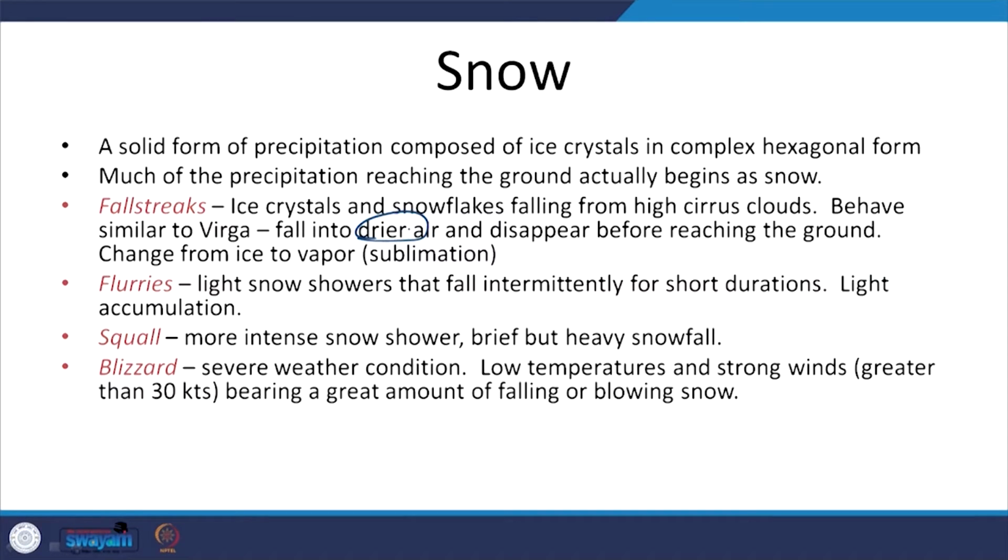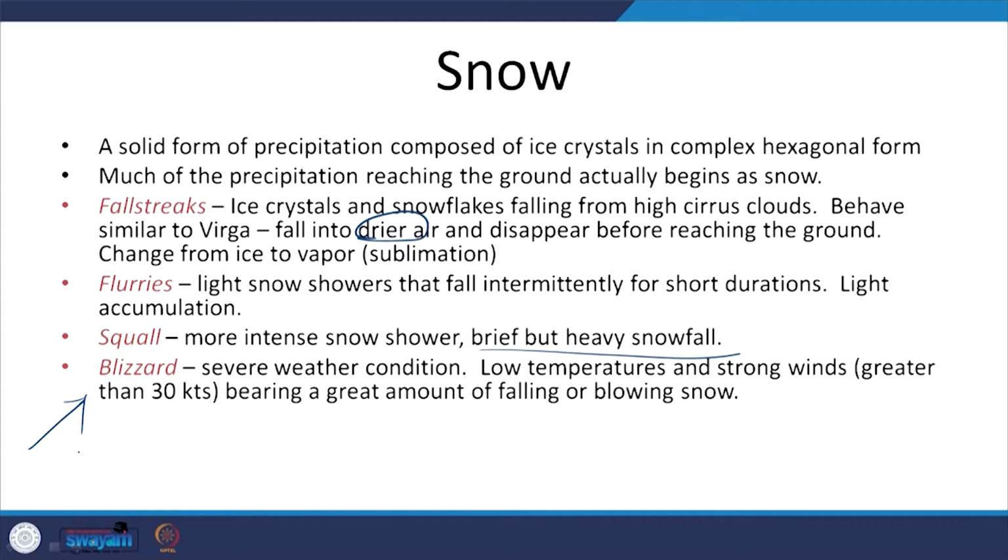So, these are very light kind of snow events, right. Squall is more intense, a snow shower is a brief but heavy snowfall. And blizzard is the most rare occurrence, or the most severe one in the form of precipitation in solid form. Blizzard is a severe weather condition.